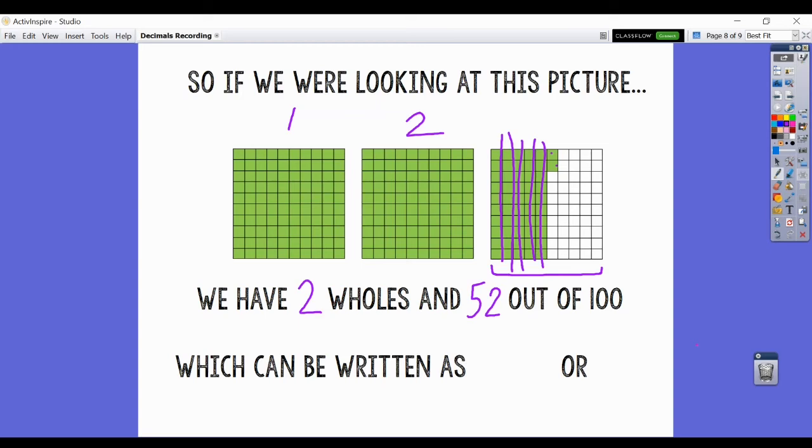So if we wanted to write this again as a mixed number, we could write it as 2 and 52/100ths. But if we remember that this fraction can also be written as a decimal and a division equation, we can also write it as 2.52, read as 2 and 52 hundredths.